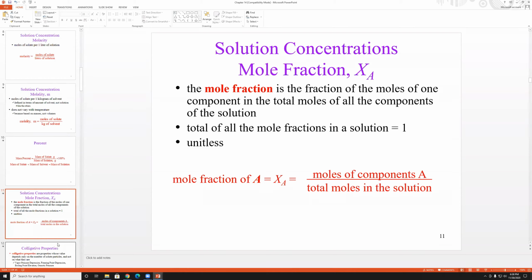So there are four main ways to tell concentration. You have molarity, which is moles over liters. You have molality, which is moles over kilograms. You have percent mass, which is just the mass of one over the mass of the whole. And then you have mole fraction, which is the moles of one over the moles of the entire solution. So any questions on those four?